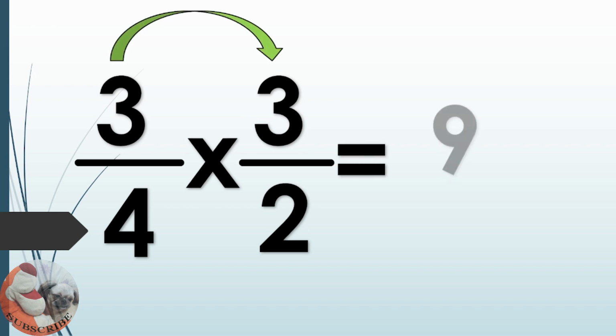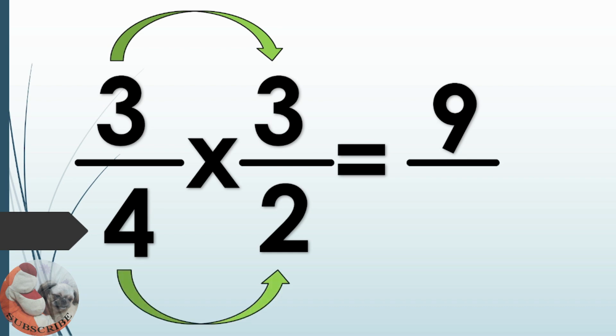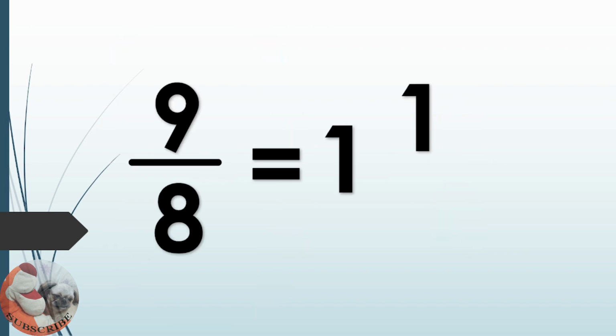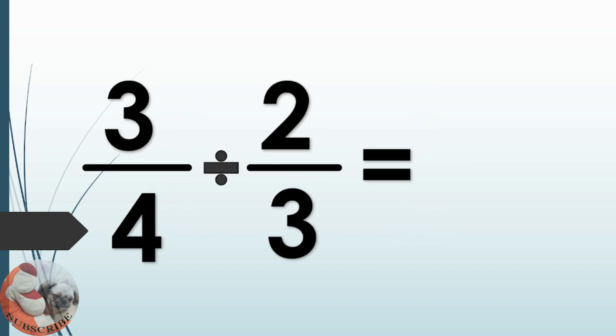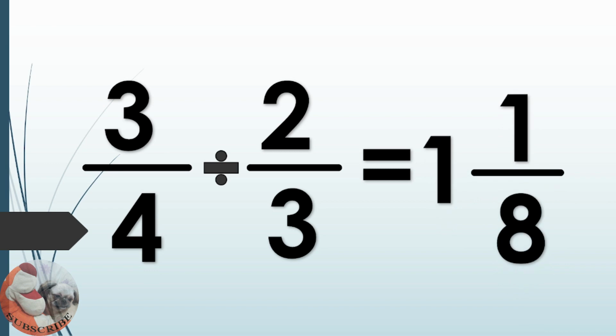3 times 3 is equal to 9. Then multiply the denominator by the denominator. 4 times 2 is equal to 8. Then simplify or reduce to lowest terms. 9/8 is equal to 1 and 1/8. 3/4 divided by 2/3 is equal to 1 and 1/8.